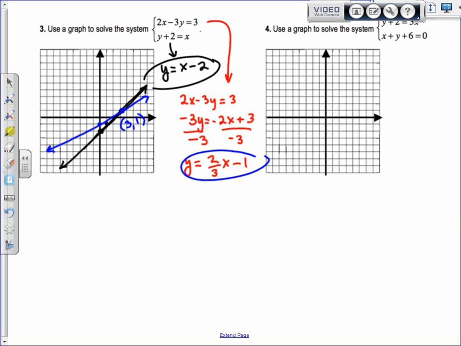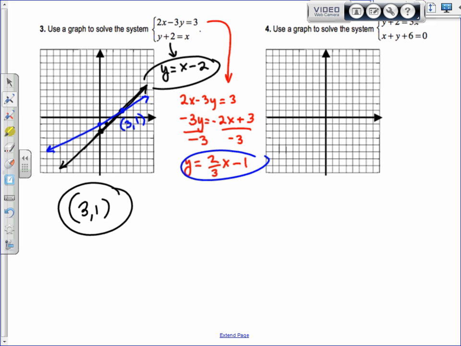All right, so that is your answer. So your answer is 3, 1. So make sure on your homework you don't just draw the lines and then don't say the answer. The solution to that system is the point 3, 1. So same thing on this one.